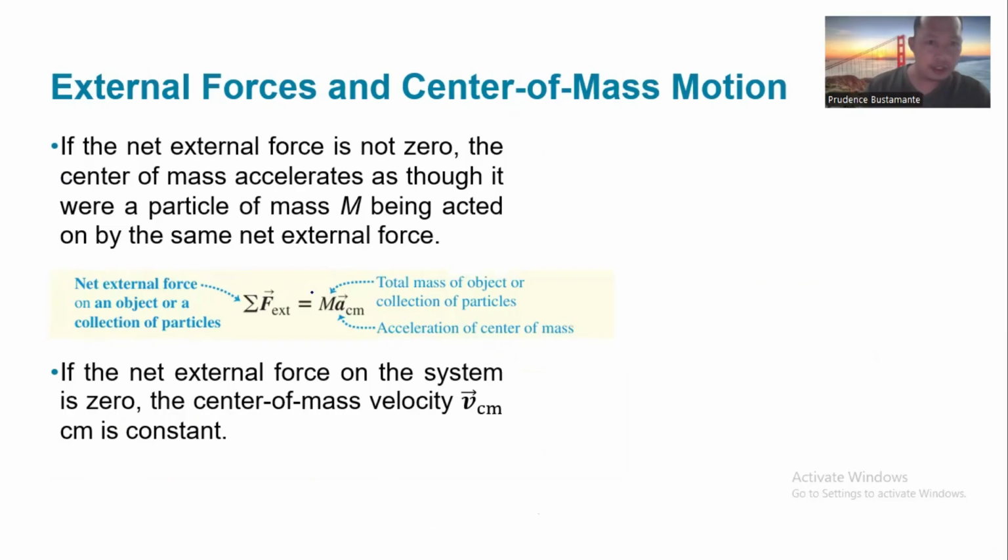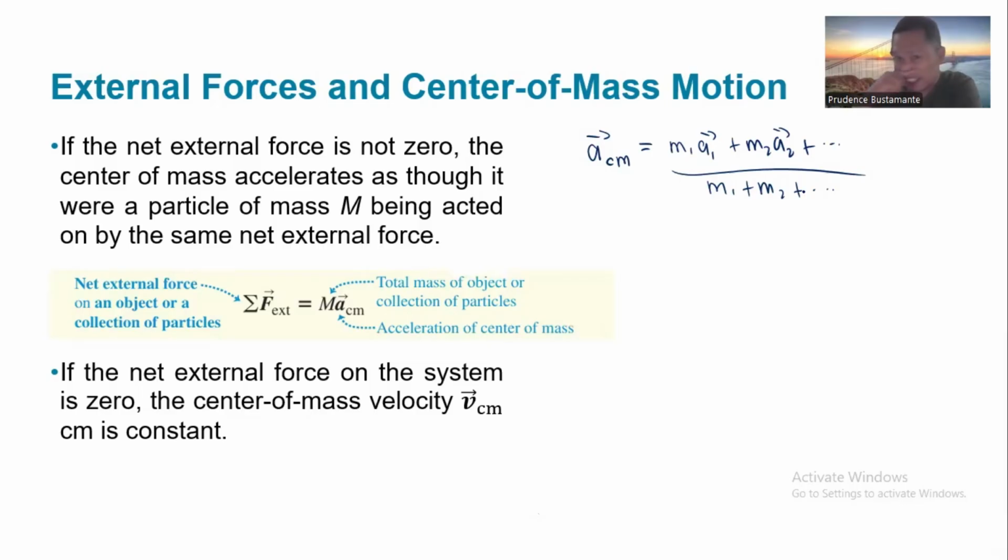So what happens if... we can also define the acceleration around the center of mass as equal to m1 a1 plus m2 a2 plus so on, over m1 plus m2 plus so on. If we let this denominator be m and multiply both sides by m, we have m a_cm equal to m1 a1 plus m2 a2 plus so on.